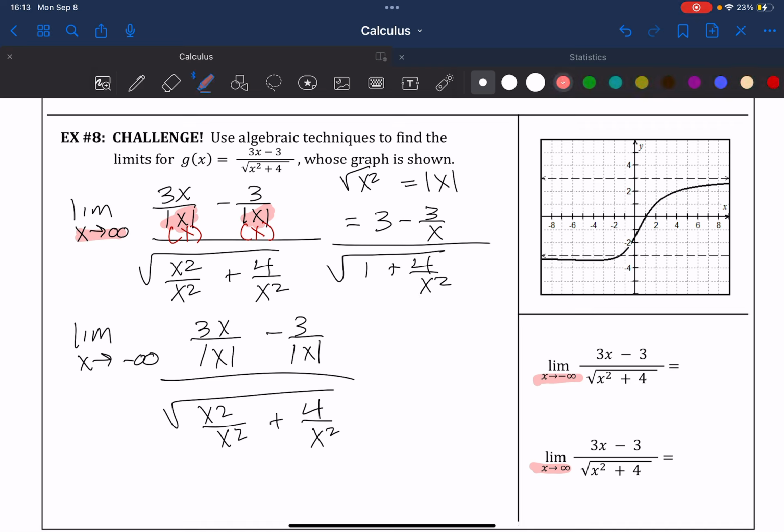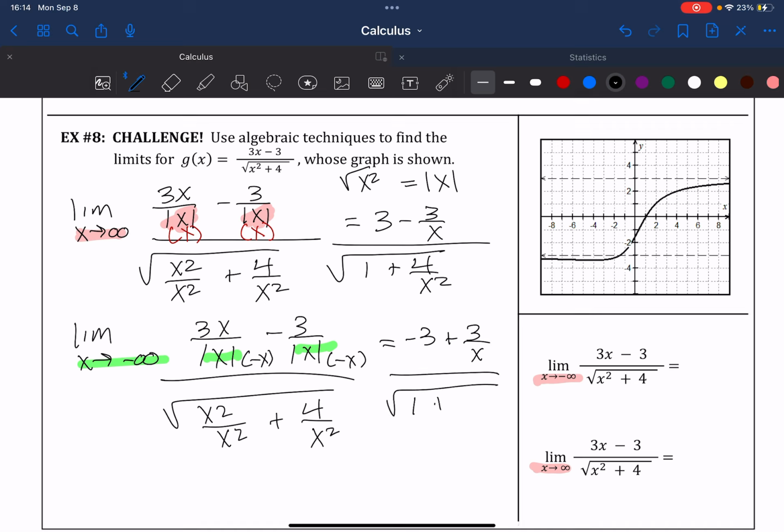And since this one is approaching negative infinity, we would change these absolute value bars to negative x. So then this is equal to 3x over negative x. The x's would cancel, so it would be negative 3 plus 3 over x over the square root of 1 plus 4 over x squared.